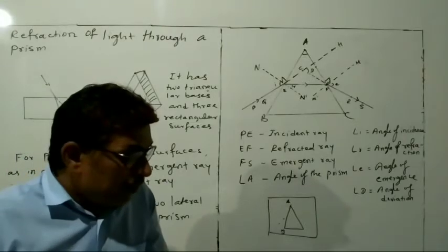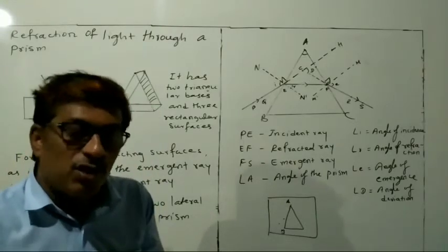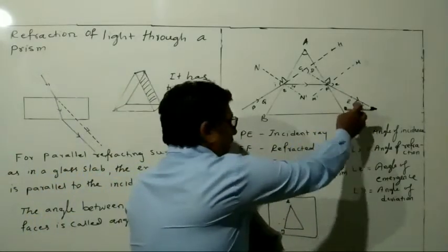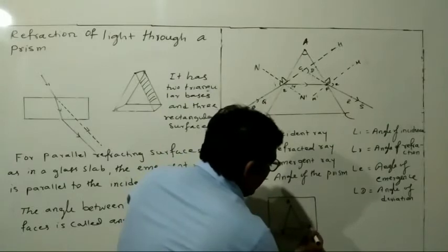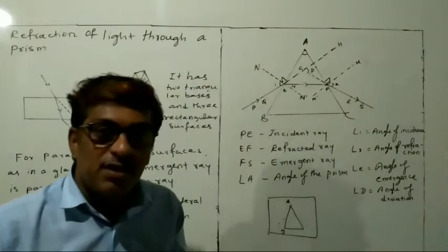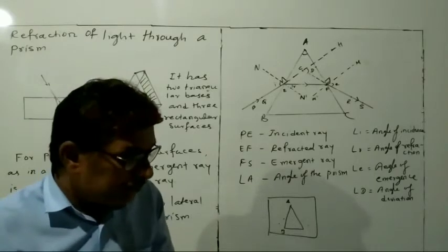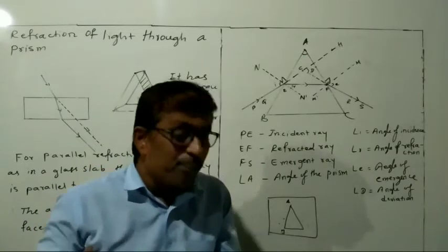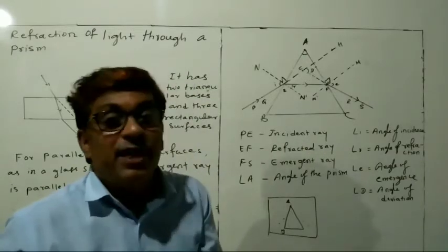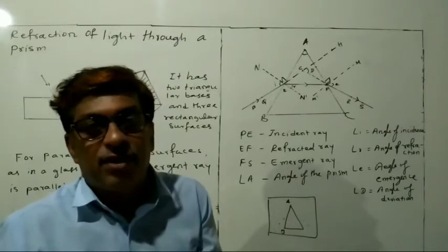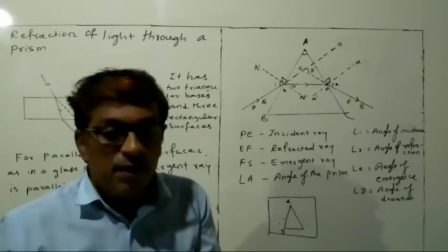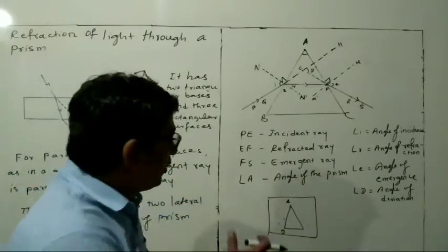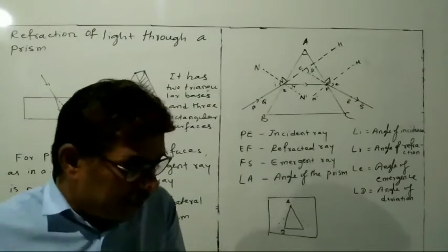Okay, now fix two more pins at points R and S. See, at the points R and S. So here you can make it like this, R and S. Then remove the slab. And see, the images of the pins P and Q lie in the same straight line. In such a manner you have to fix the pins. Then next, remove the pins and the glass prism, both you have to remove.